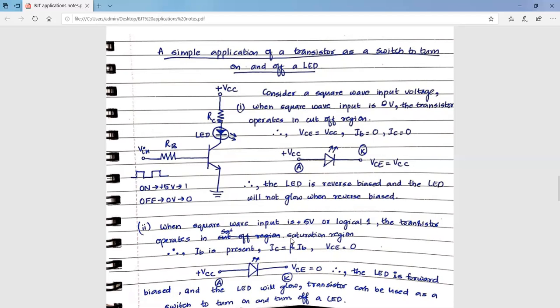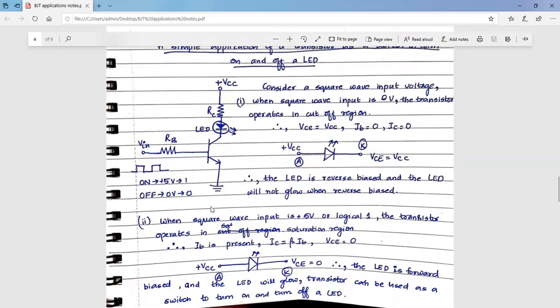And the second section is when a square wave input, that is plus 5 volts or logical 1, is applied, the transistor operates in the saturation region. Therefore IB is present. If IB is present, we know that IC is beta times IB, and my VCE is equal to 0, right? This condition you get when the transistor is operating in the saturation region. In the saturation region, the transistor operates as an on switch, right?